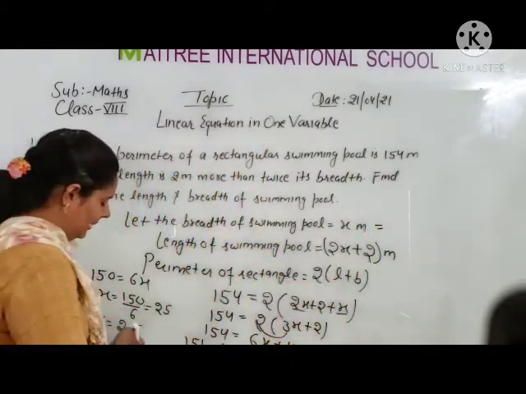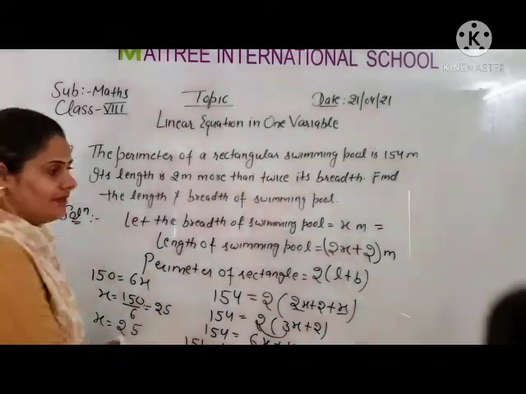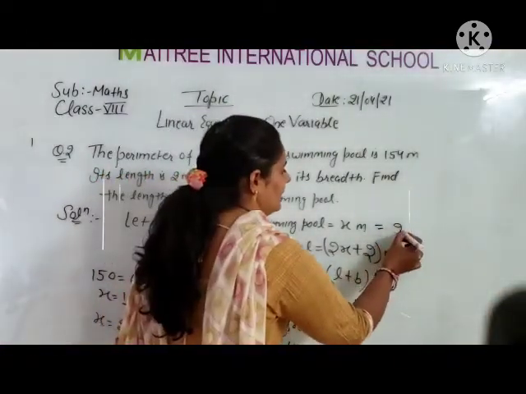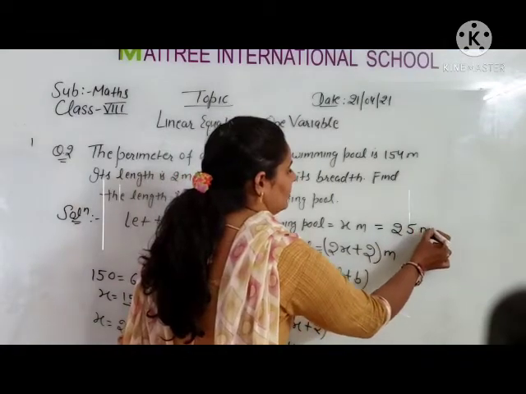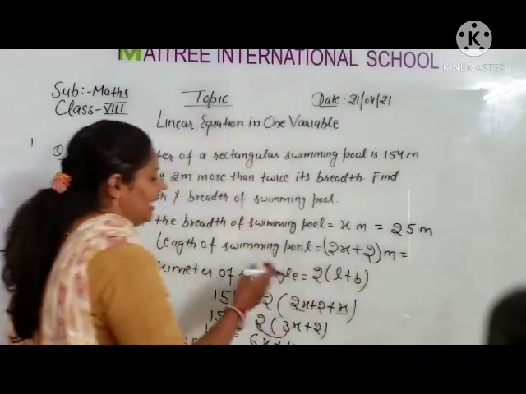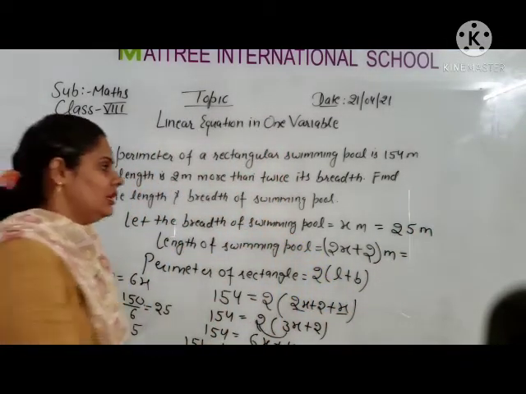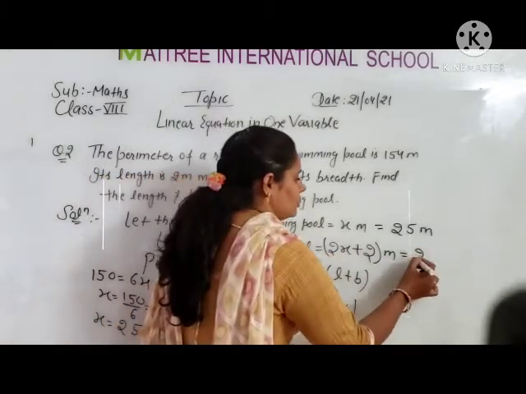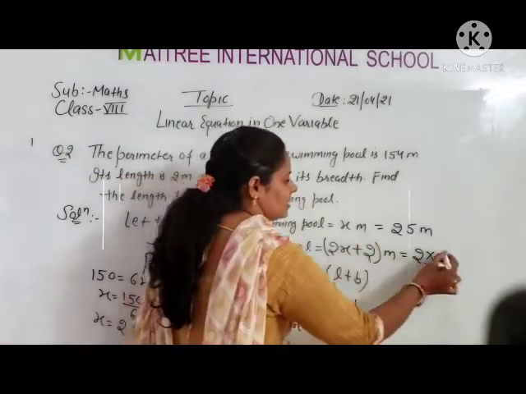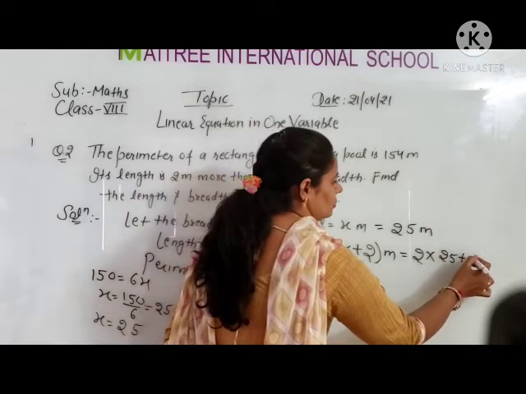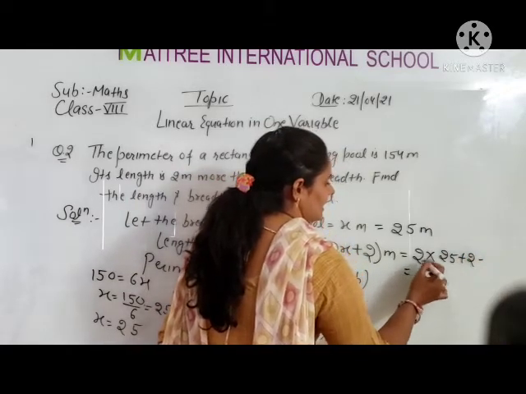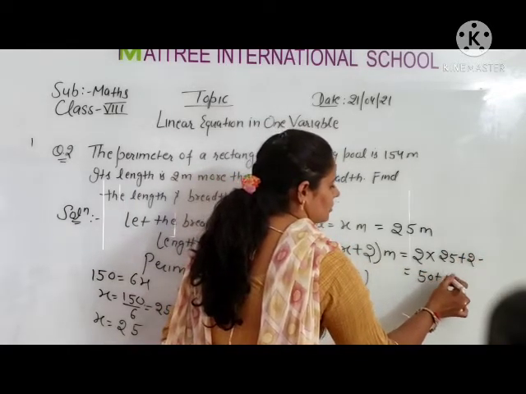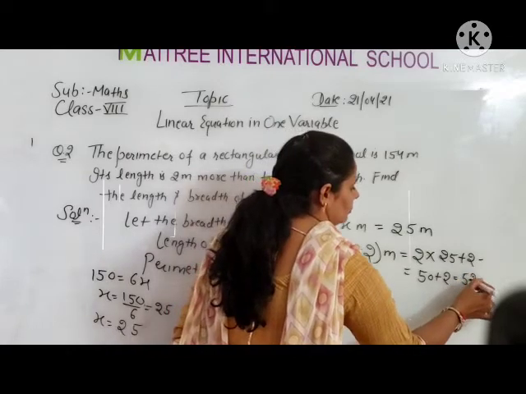x meter. So in place of x you can put the value. What is the value of x? It is 25 meter. So you can say the breadth of the swimming pool is 25 meter. And what will be the length of the swimming pool? So put the value of x here also. 2 into x, x is 25, plus 2. So it will be 50 plus 2. So you can say 52 meter.